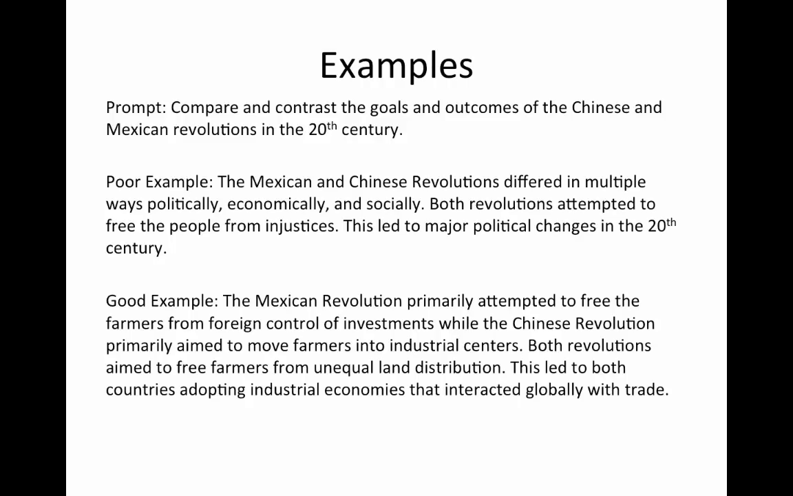Let's look at the next sentence. Both revolutions attempted to free the people from injustices. There are a lot of problems here. On the surface, this looks really good. But when you really look into it, it's very vague. It's very general. At least you have here both revolutions, but attempted to free the people. What do we mean by free the people? It sounds like a very cliche kind of argument.